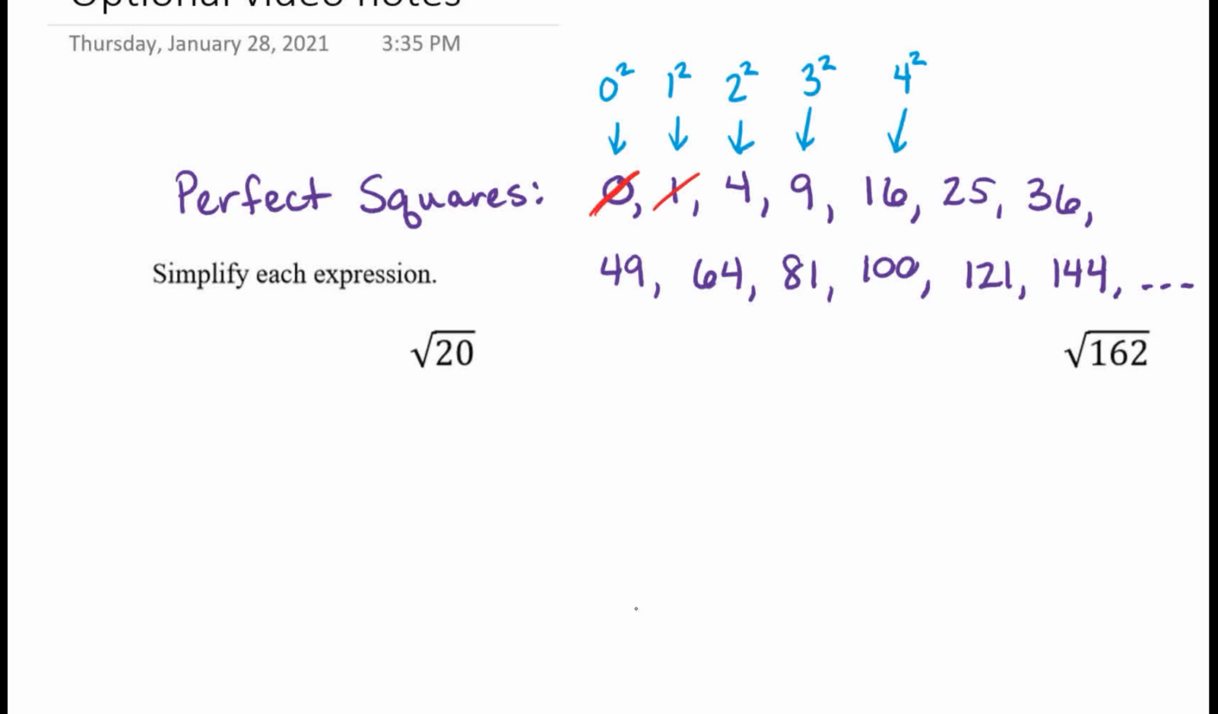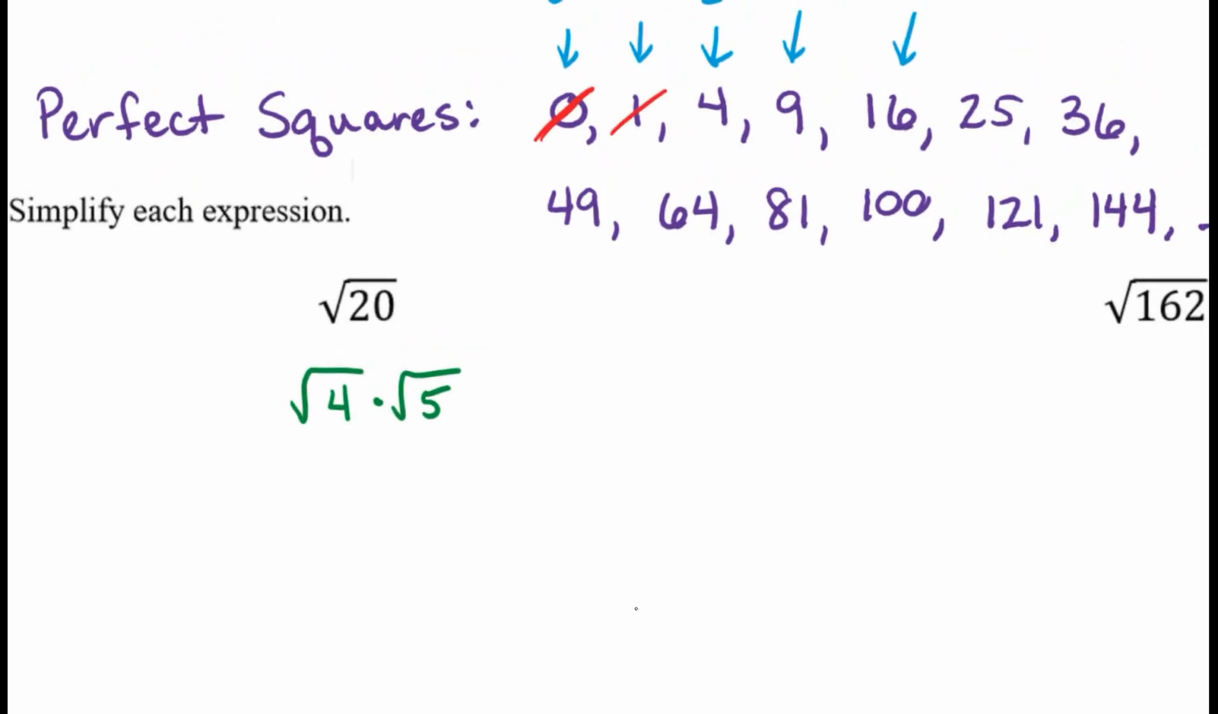And the answer is yes, 20 is divisible by 4. So I'm going to go ahead and rewrite the square root of 20 as the square root of 4 times the square root of 5, because 4 is a perfect square and 4 times 5 is 20. And it is really important here that I pick a perfect square number for one of my factors because that's going to allow me to simplify it in my next step.